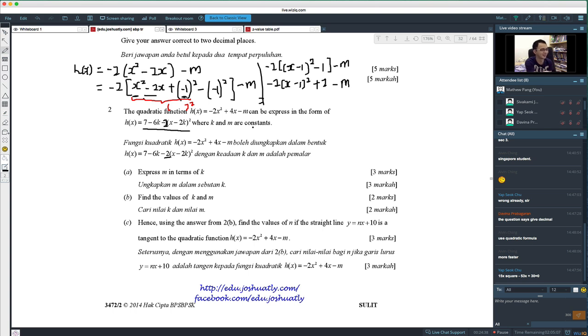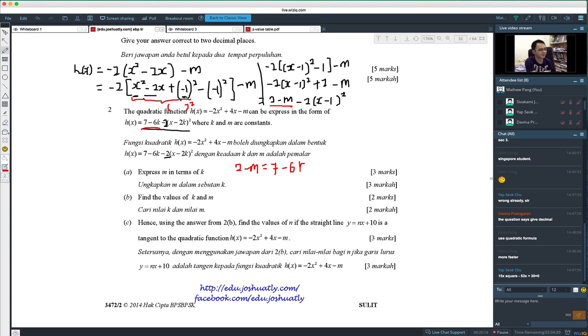Then I rearrange this one, so you can see something as 2 minus m, okay, I rearrange this one first: 2 minus m minus 2 times (x minus 1) squared. And then I will do a comparison. So the comparison, what I will do is I will let 2 minus m equal 7 minus 6k, and then I will solve it out, because the question was m in terms of k. So I will write 2 minus m equals 7 minus 6k.